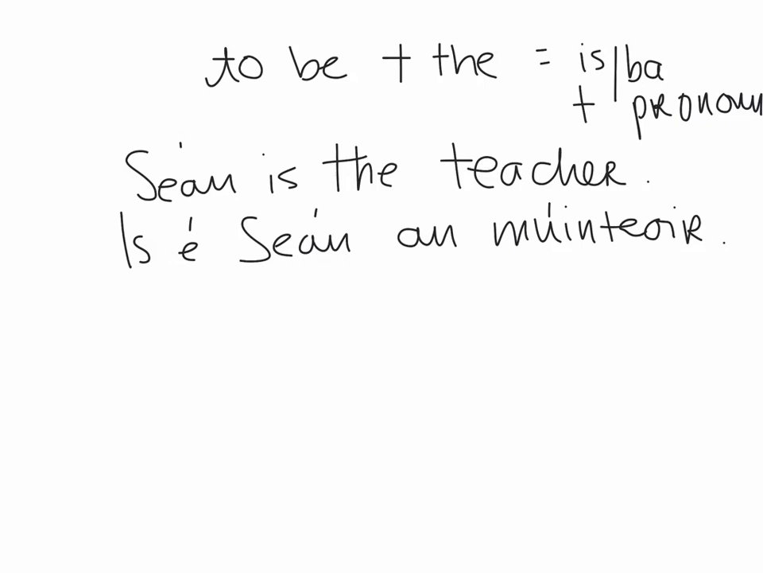So look at our example. We have "to be" and "the": Sean is the teacher. So we're going to have "is" and "ba" at the start, which we have, "is", and the pronoun is "é". We have our pronoun there. A pronoun takes the place of a noun. So "he", Sean, is the teacher, is really what we're saying. Is é Seán an múinteoir.